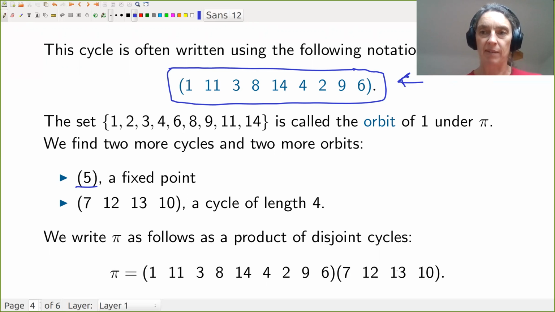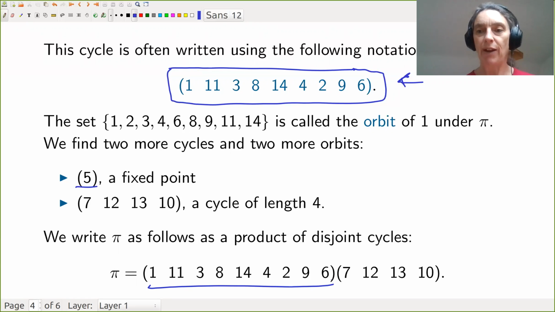It breaks up into these 2 pieces, one of which acts on 7, 12, 13, 10. The other acts on these 9 elements. The 2 of them are independent of each other because they operate on different sets of elements that have no intersection. So the 2 of them literally commute with each other in the group.